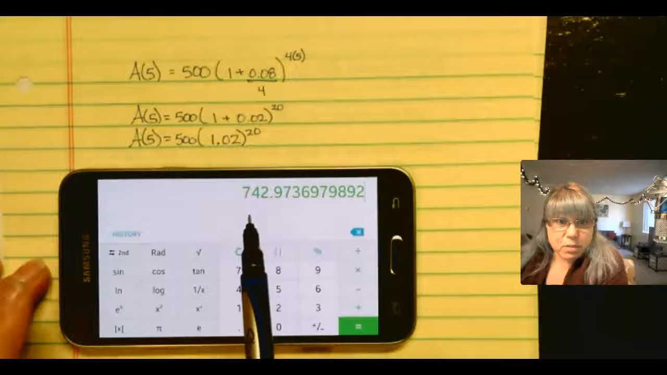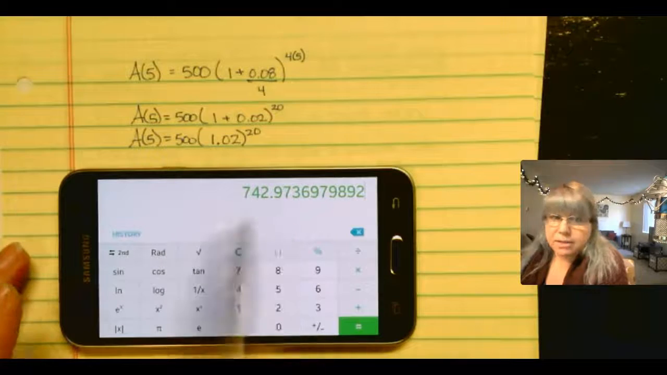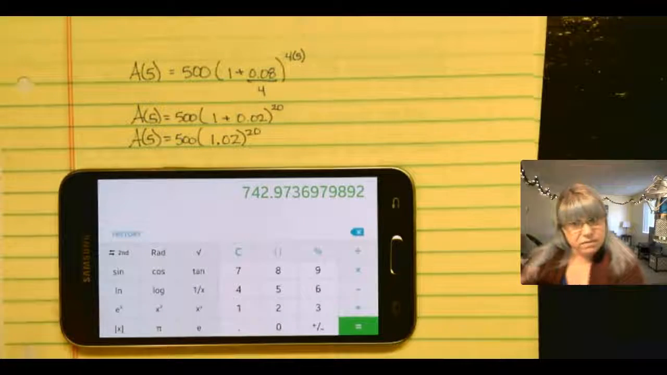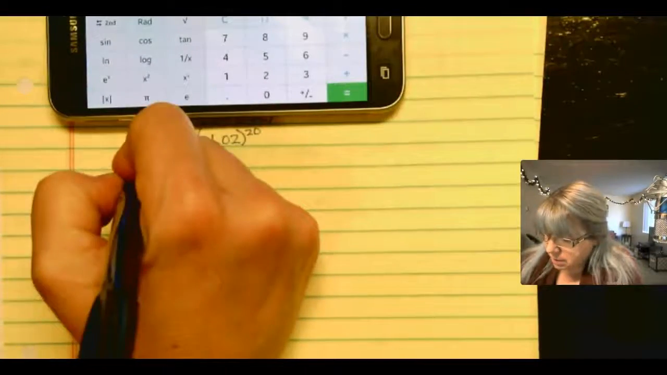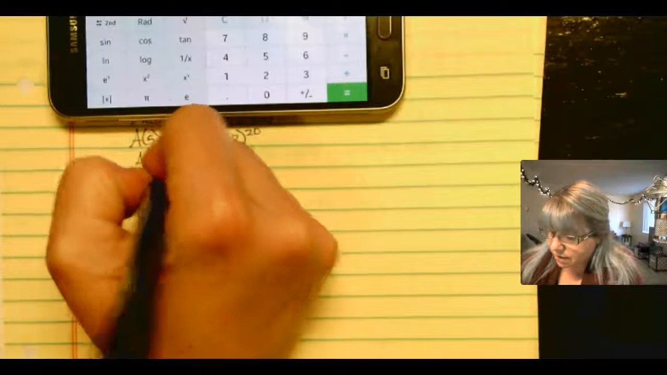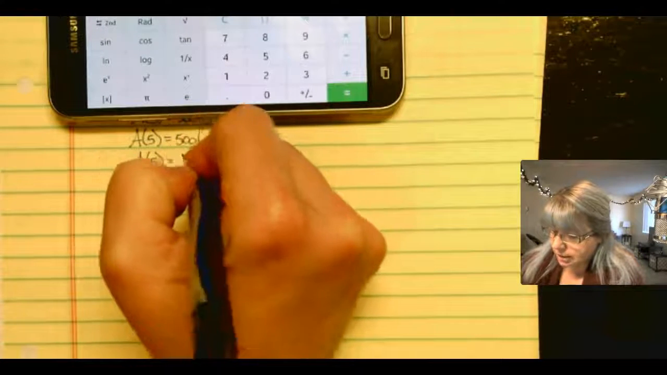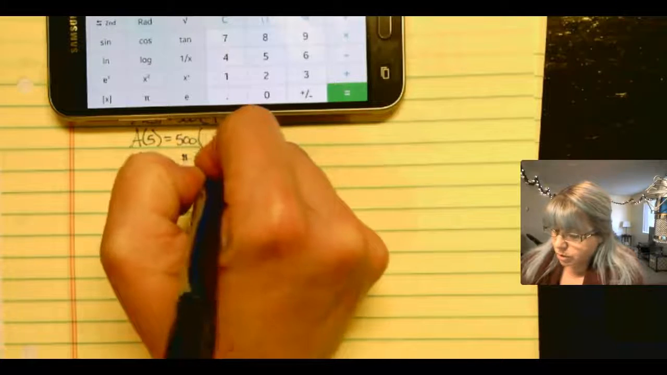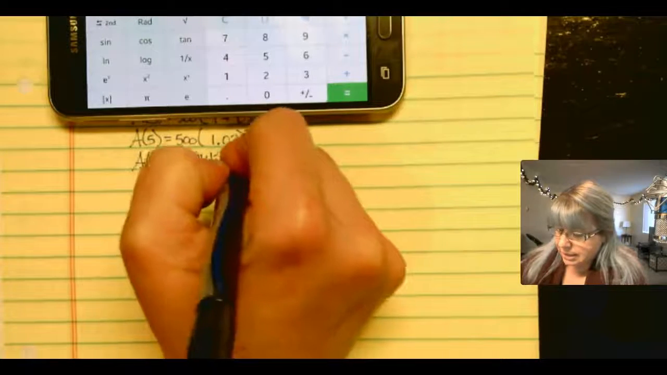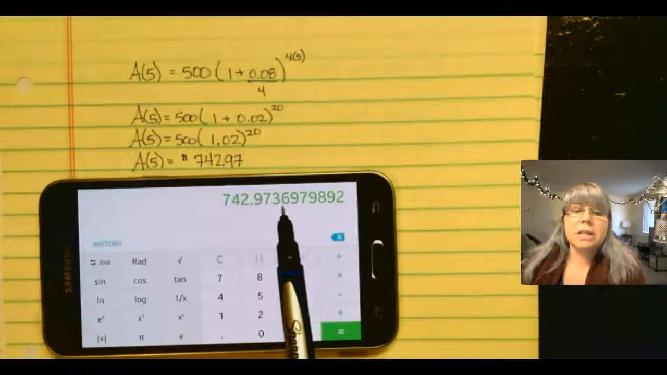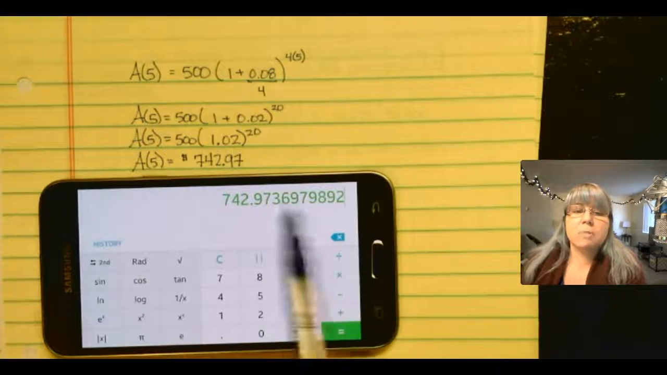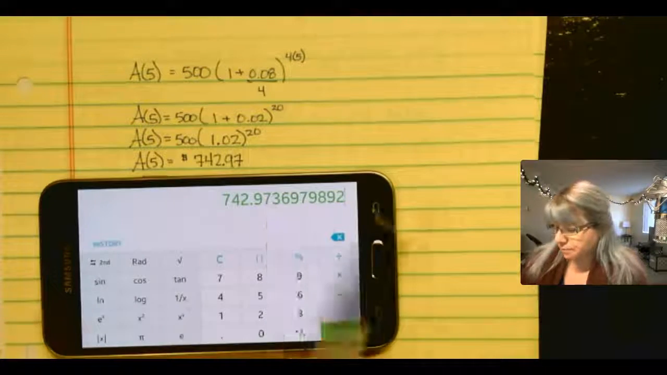So it's 742.97, blah, blah, blah. This is money, right? We invested money, so we better make sure that we round this to the nearest penny. If I round this to the nearest penny, the amount in the account in 5 years is approximately $742.97. I rounded to the nearest penny, looked at the 3. 3 is less than 5, so I just chopped everything off there and kept the 7.